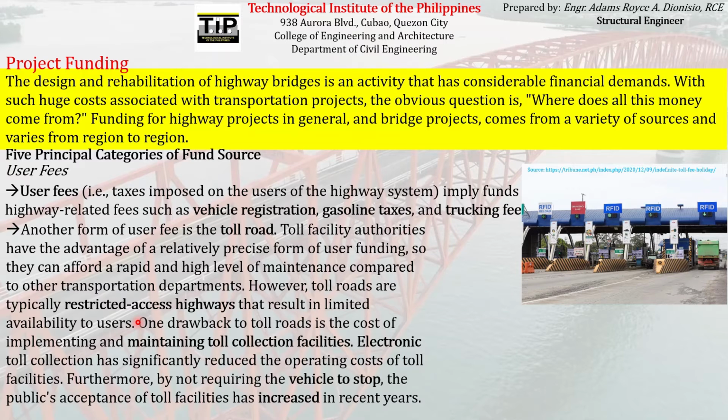So that's actually one of the disadvantages of having toll roads on restricted access highways. There will be a limited availability of users for that particular highway. Therefore, there will be a decrease in the user fees or toll fees that can be collected, because there are limited users in the first place, since the highway is usually a restricted access highway.